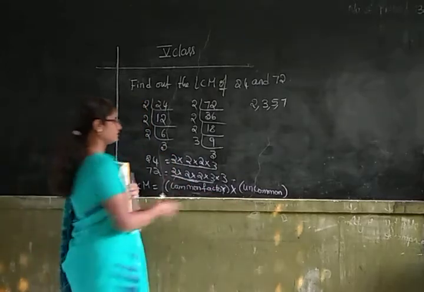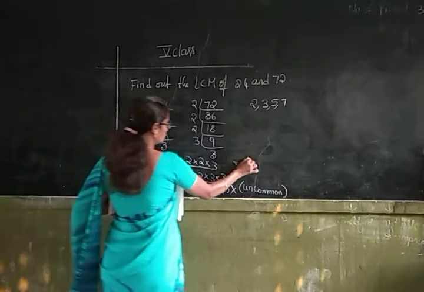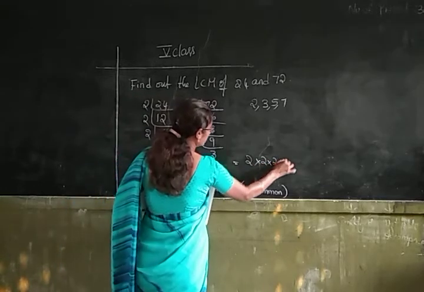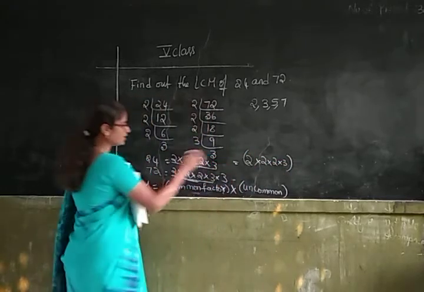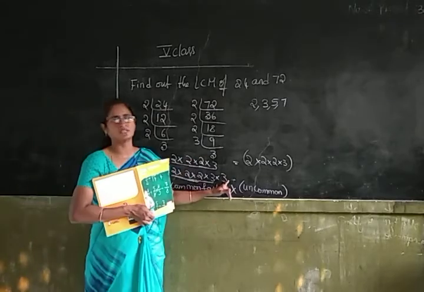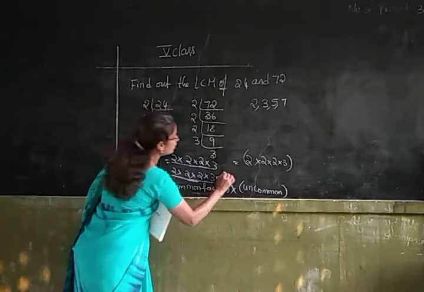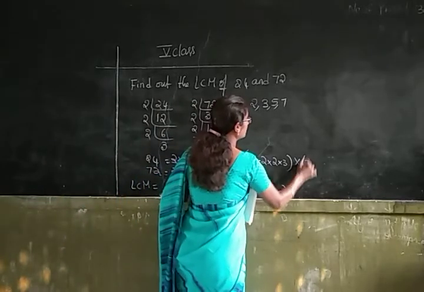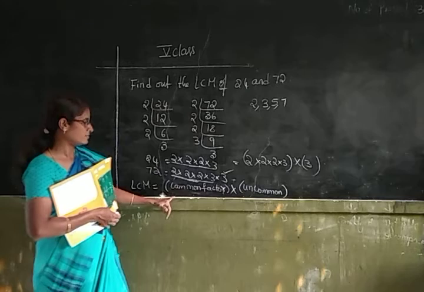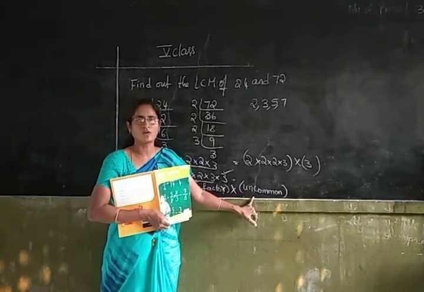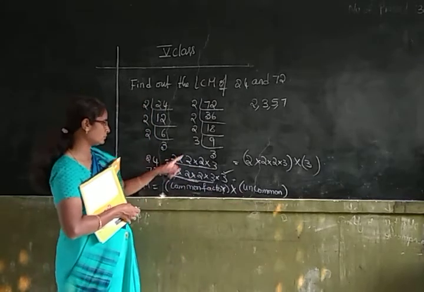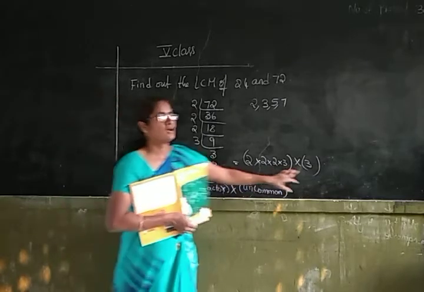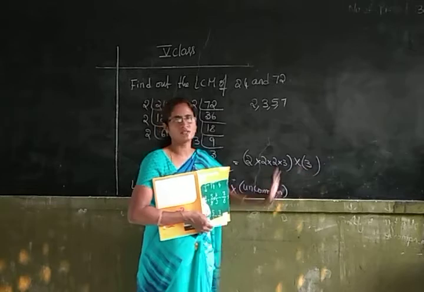Here the common factors are 2 into 2 into 2 into 3. And there is only one uncommon factor in both the numbers, that is 3. So we have to multiply that with 3. Okay children, did you understand? We have to multiply the common factors with uncommon factors. Here 2 into 2 into 2 into 3 are the common factors and 3 is the uncommon factor. Now we have to multiply these two numbers.